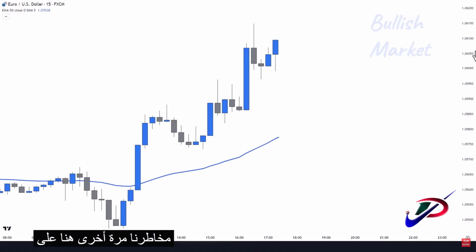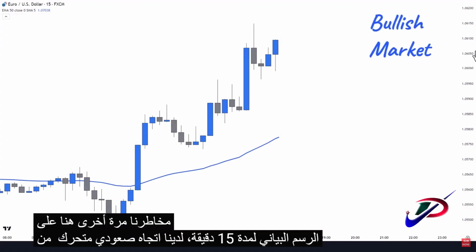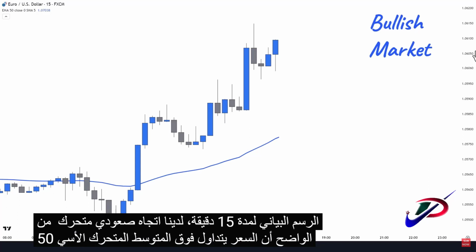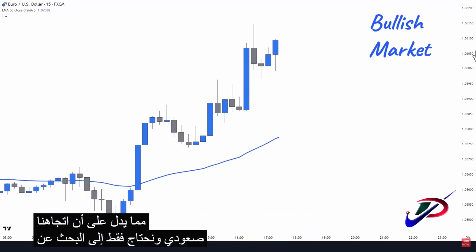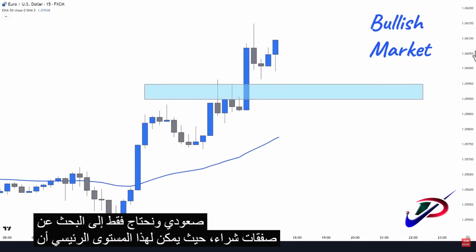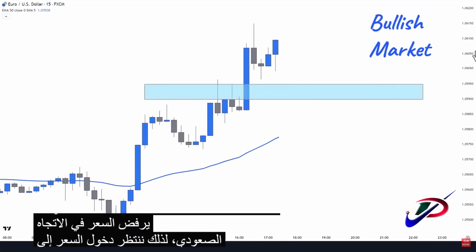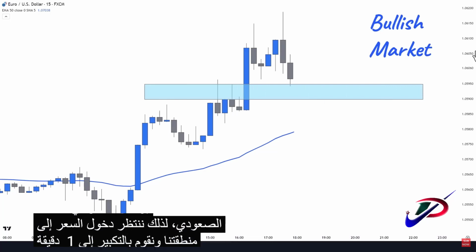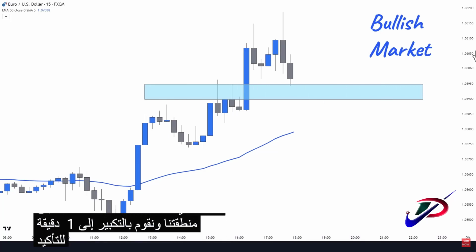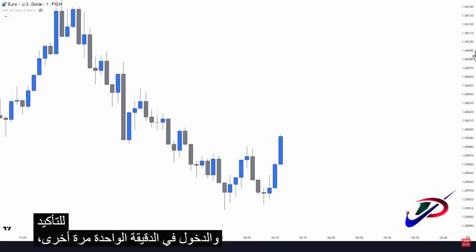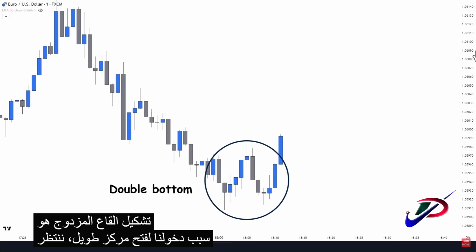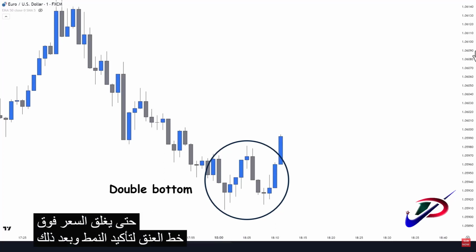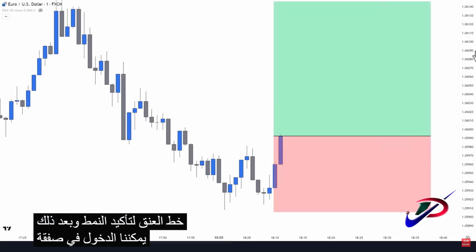Once again, here on the 15-minute chart, we have a moving uptrend. The price is clearly trading above the 50 EMA, which shows that our direction is bullish, and we only need to look for buying trades. This key level can potentially reject the price to the upside, so we wait for the price to enter our zone and zoom into 1 minute for confirmation and entry. In the 1 minute, once again, a double bottom formation is our entry reason to open a long position. We wait for the price to close above the neckline to confirm the pattern, and then we can enter long trade.